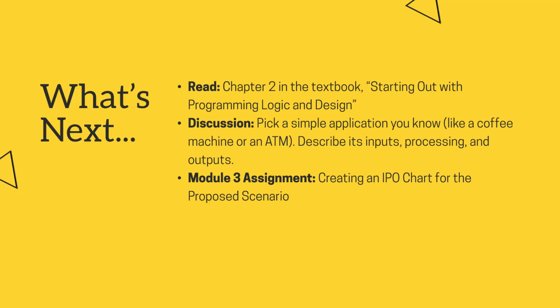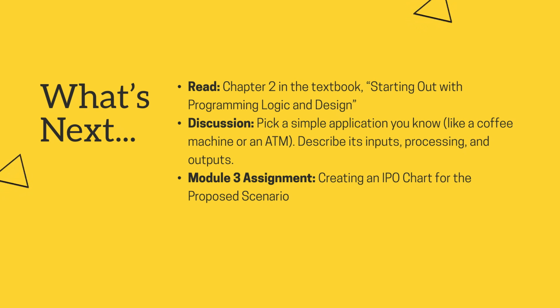Okay, so now that we've learned about the IPO model, which again is input, processing, and output, we're going to practice by applying it to something that you use in your daily life. For this week's discussion, I want you to pick a simple application or device that you're familiar with. It could be a coffee machine, an ATM, a calculator, a microwave, a vending machine, whatever.